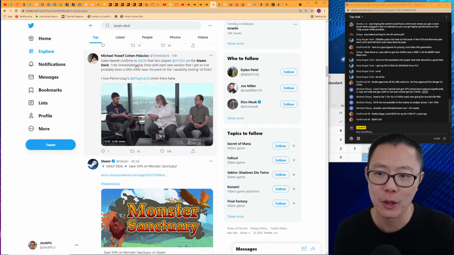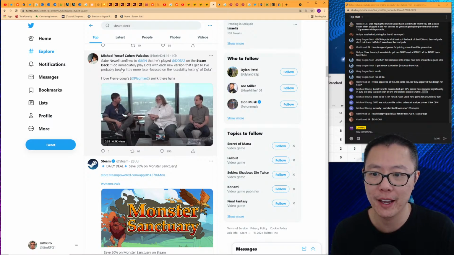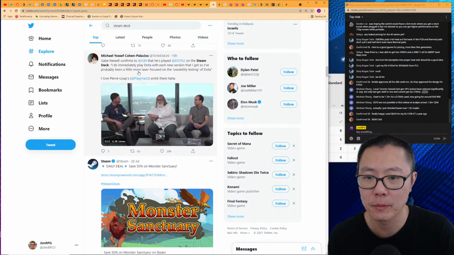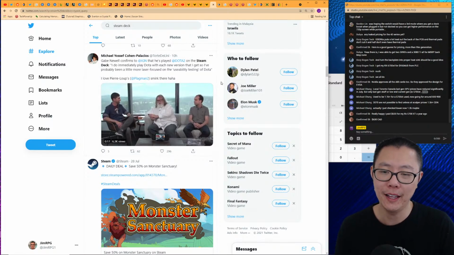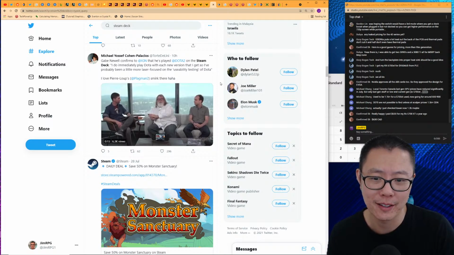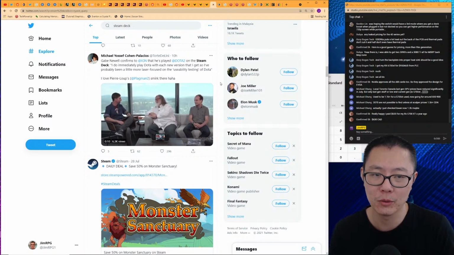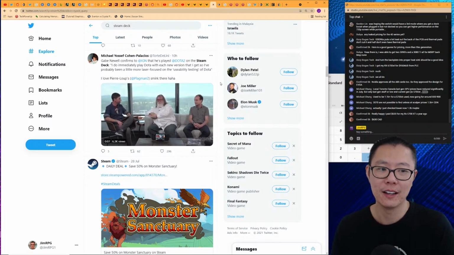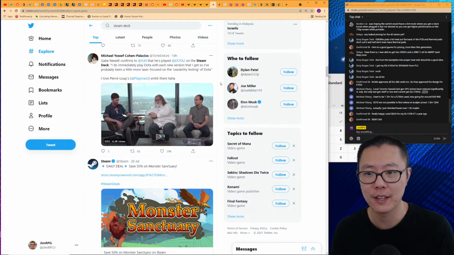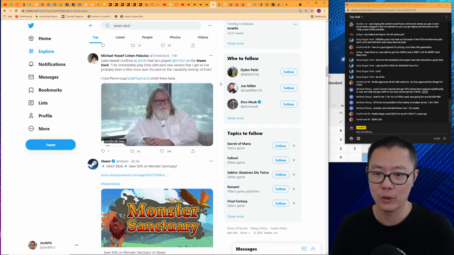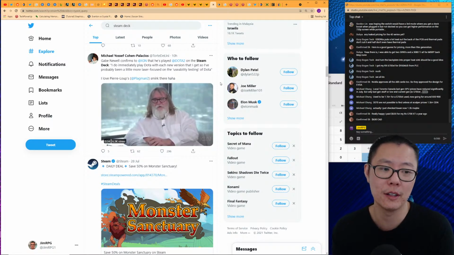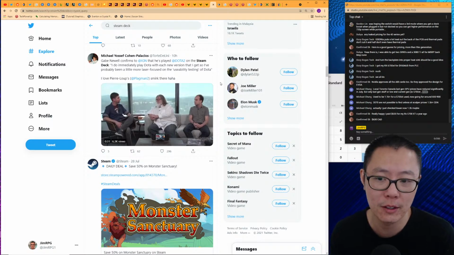This one says Gabe Newell confirms to IGN that he's played Dota 2 on the Steam Deck. "I do immediately play Dota with each new version that I get, so I've probably been a little bit more laser focused on the usability of Dota. It'll be really interesting to see how Dota runs. I would guess that you wouldn't be as quick with the trackpads." I don't know. Do people play trackpads on their laptops with Dota? I would say it's probably a similar situation with a trackpad, or even a Steam controller. Have you played Dota on a Steam controller?